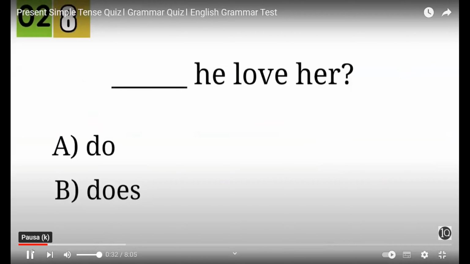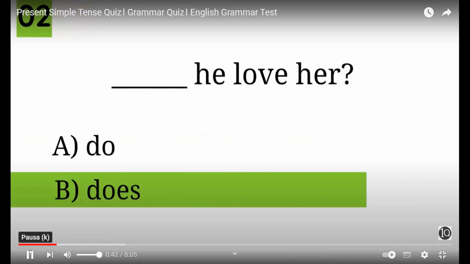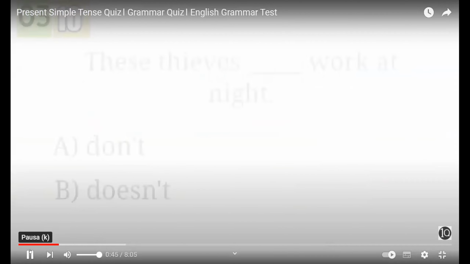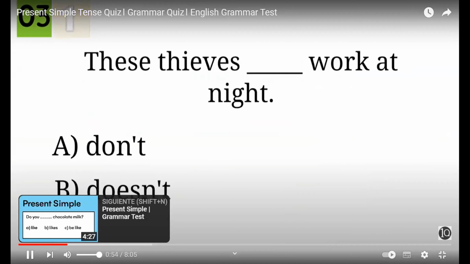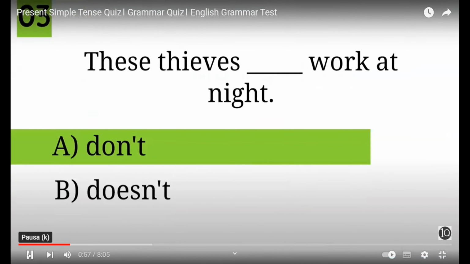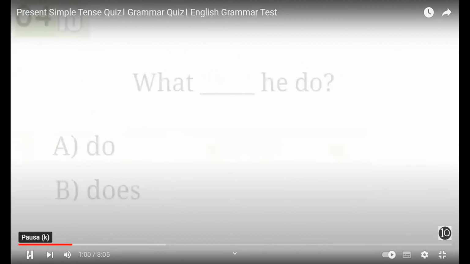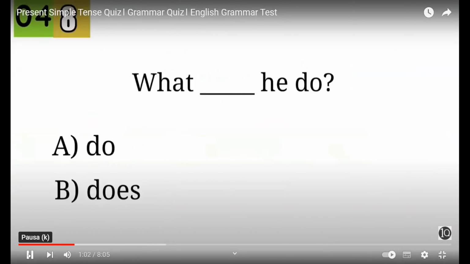She and he loves her. Does he love her? Very good. These things work at night. Okay, don't work at night. Don't work. What does he do? What does he do? Very good.